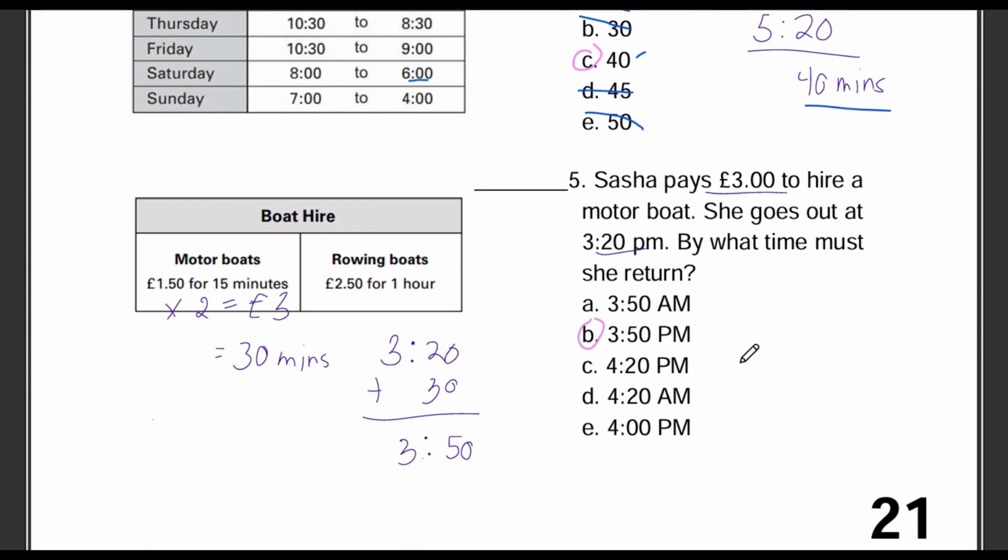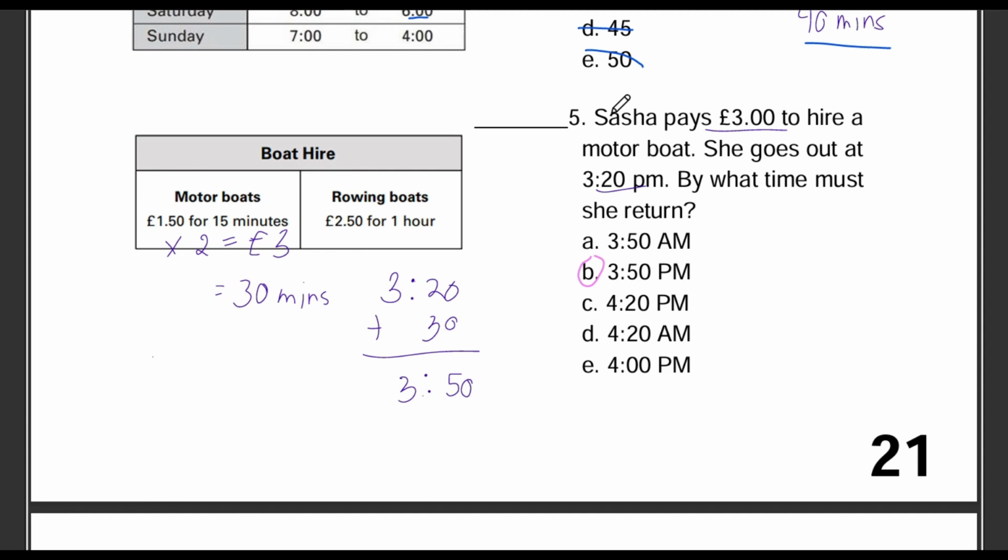Okay, let's dive into question 5. Question 5. Sasha pays £3 to hire a motorboat. She goes out at 3:20 p.m. By what time must she return? Options. A. 3:50 a.m. B. 3:50 p.m. C. 4:20 p.m. D. 4:20 a.m. E. 4 p.m. The correct answer is B, 3:50 p.m.